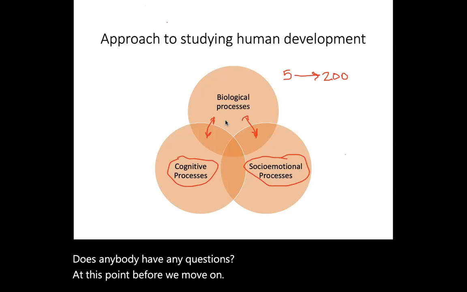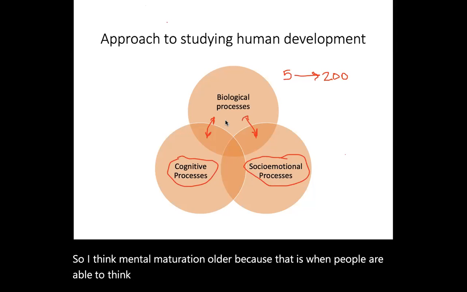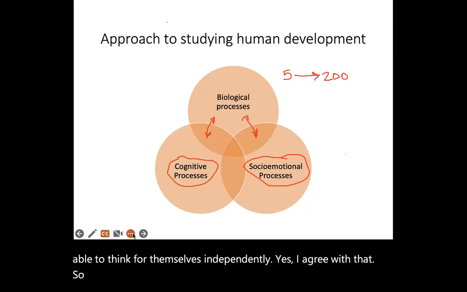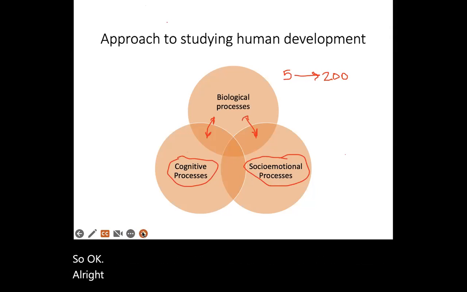Jacob, I think you have a very good point. So I think mental maturation is older, because that is when people are able to think for themselves independently. Yes, I agree with that. So, okay. All right, so that's the interplay between these three areas.